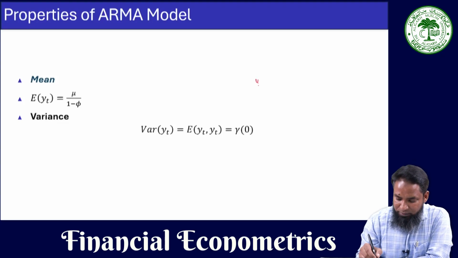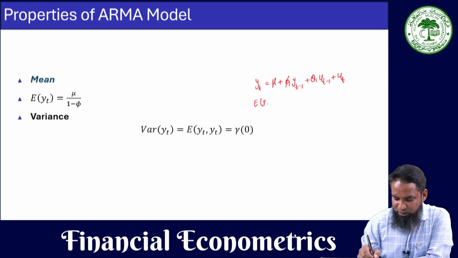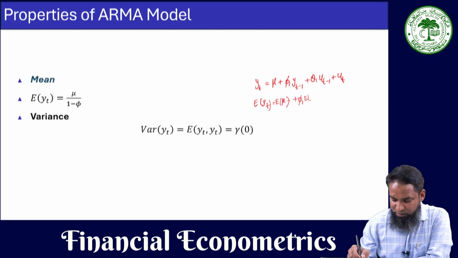So we write the ARMA model as yt is equal to mu plus phi 1 yt minus 1 plus theta 1 ut minus 1 plus ut. If we take the expectation of yt, we get the expectation of mu plus phi 1 expectation of yt minus 1 plus theta 1 expectation of ut minus 1 plus expectation of ut.